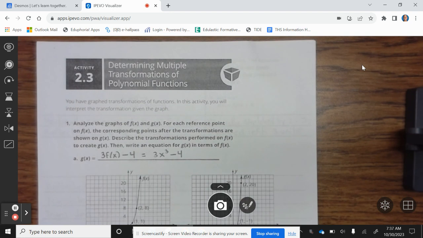Activity 2.3, determining multiple transformations of polynomial functions. You have graph transformations of functions in this activity. You will interpret the transformation given the graph.